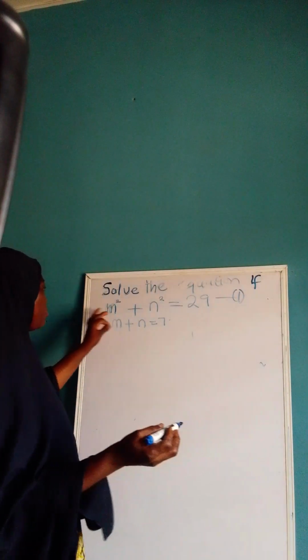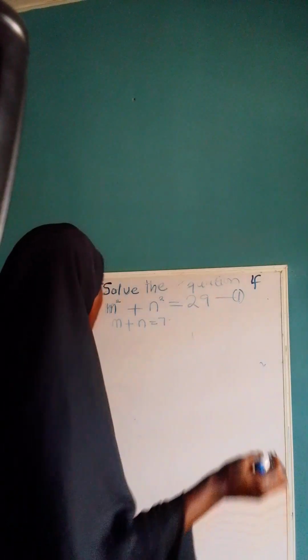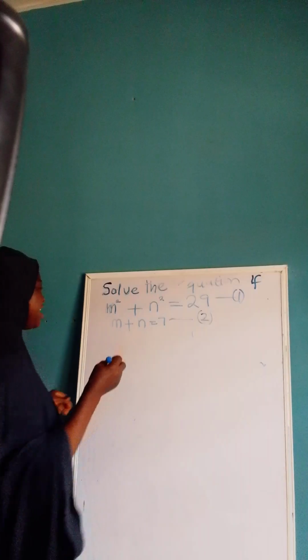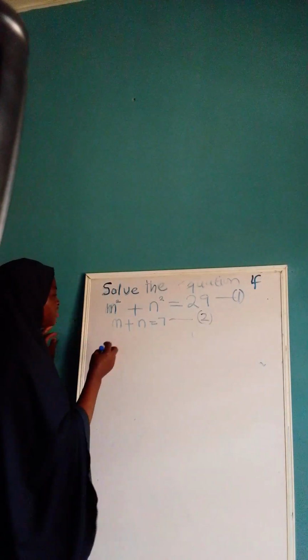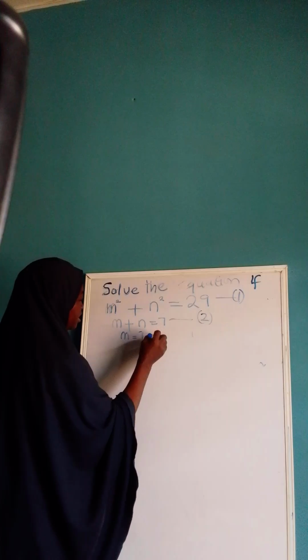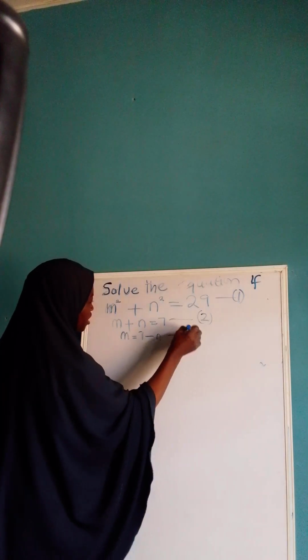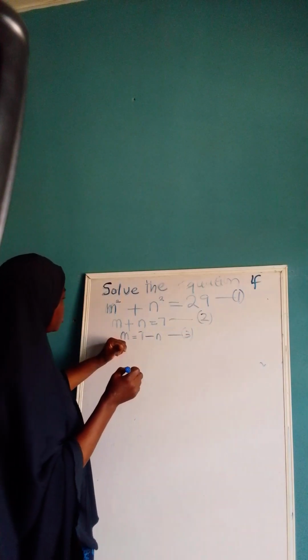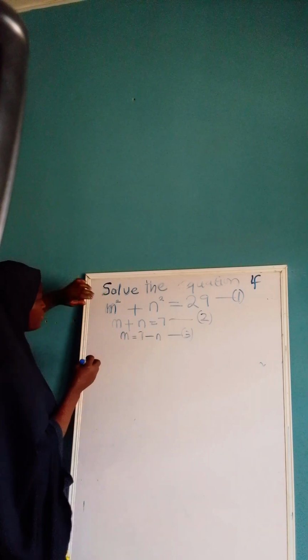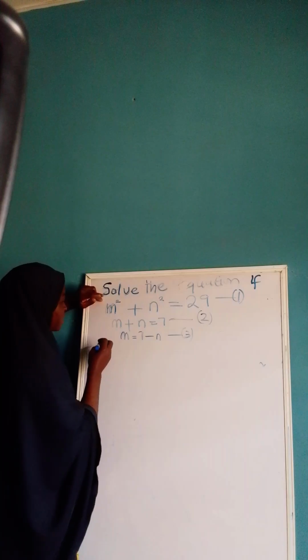So this m squared plus n squared, let's take it as our equation 1, and m plus n as our equation 2. Now let's make m the subject of the formula. So m will now equal 7 minus n. This one will be our equation 3. So let's substitute for m in equation 1. Instead of anywhere you see m, just write 7 minus n.